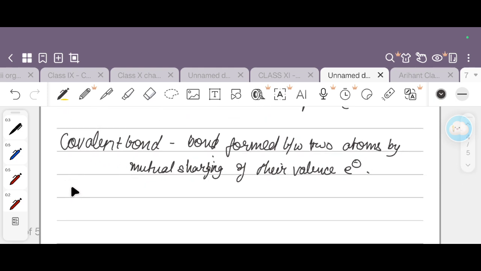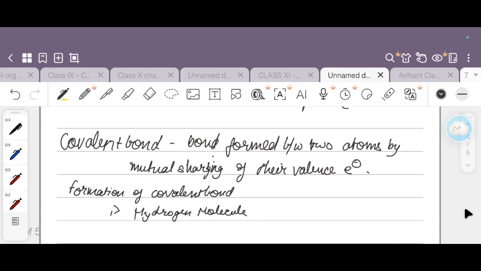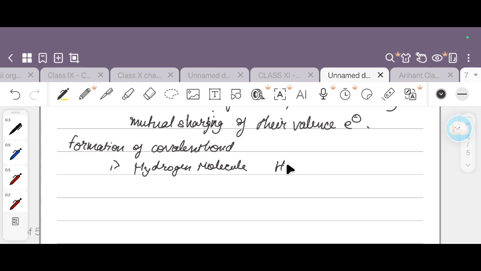Here are some examples, like we can see the formation of a covalent bond. First is the hydrogen molecule. As you know, the hydrogen symbol is H and there is one valence electron, and the second valence electron. A bond between H and H is formed by the mutual sharing. These electrons are the shared electrons.